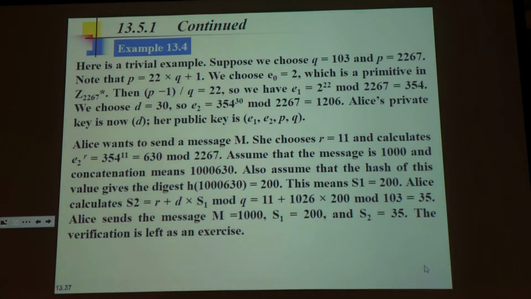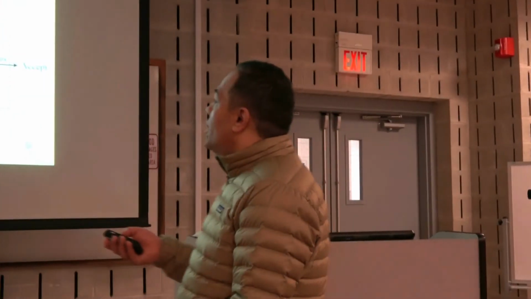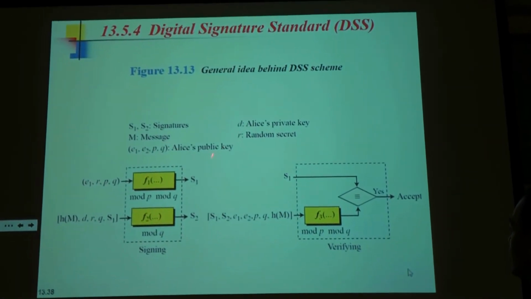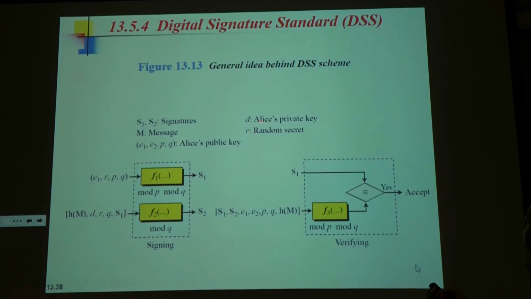This is an example, you can take a look at it. Then the digital signature standard, DSS. Again, a fourth technique. DSS is the same thing, generating S1, S2 for the message. Alice's public key is E1, E2, P, Q, and the private key is D. And R is a random number.